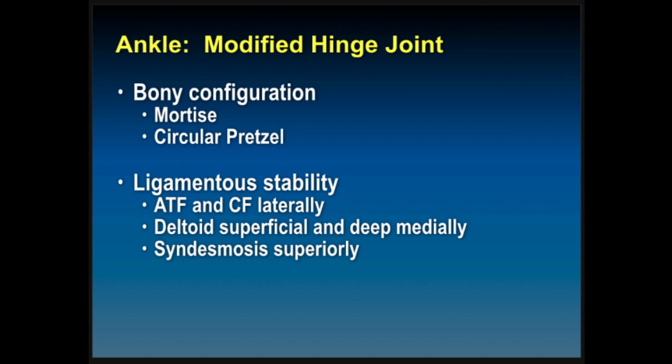The ankle is a modified hinge joint. The bony configuration makes it inherently stable. In carpentry terms, it is like a mortise or a drawer going into a chest of drawers. It's a circular pretzel. Ligamentously, the lateral ligaments are most commonly injured. We are seeing more syndesmotic injuries or high ankle sprains, and if the injury is an eversion, the deltoid can be injured medially.